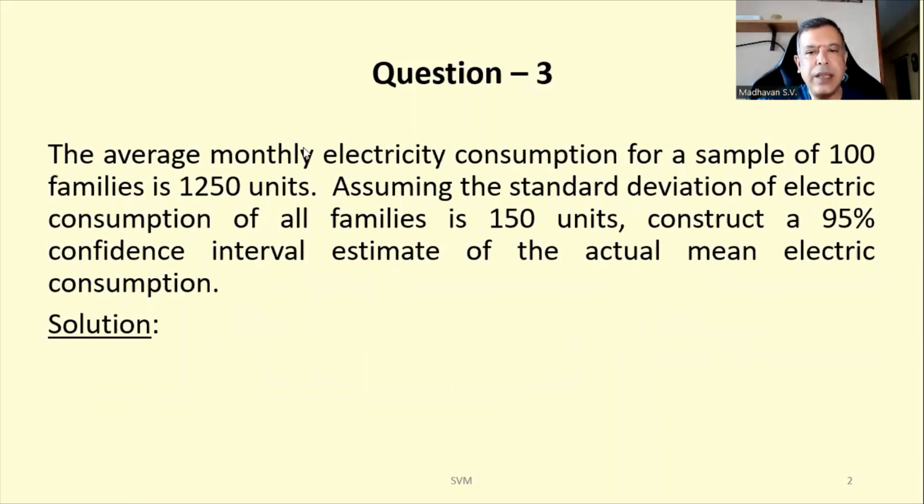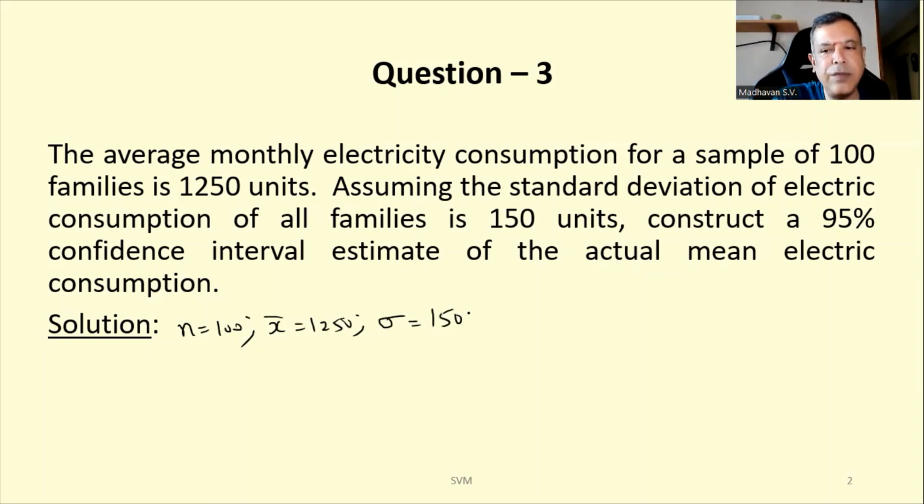The average monthly electricity consumption for a sample of 100 families. Since the sample size is given as 100, we will say n is 100 and the sample average is 1250, so x bar is 1250. Then, assuming the standard deviation of electricity consumption of all the families is 150 units, which means our sigma value is 150. We need to construct a 95% confidence interval for this.